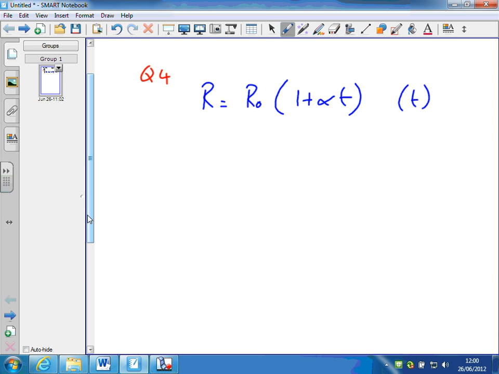Well, you might be tempted to divide both sides by R0 to get the solution, which actually turns out to be not quite such a helpful way. The best way is to multiply out the brackets. So let's do this way first, and then we'll go back and have a look at the other method. So we'll go this way, and then we'll go the other way and compare solutions.